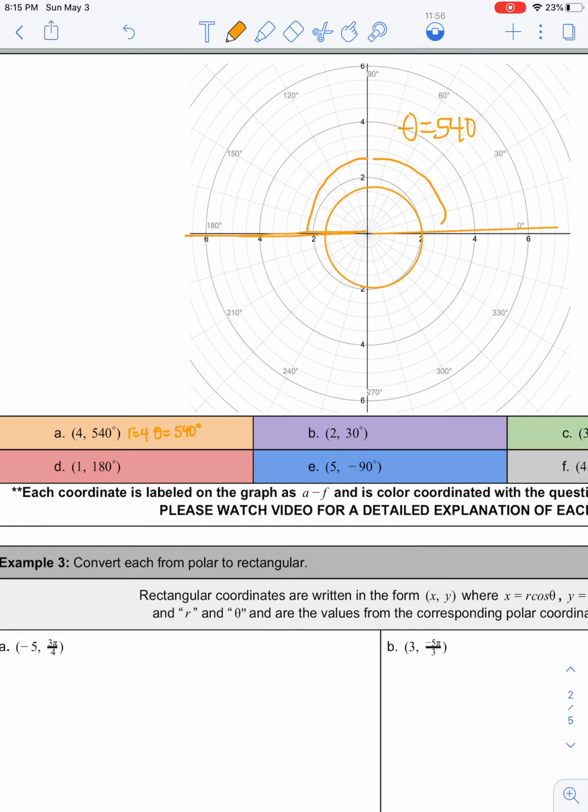We are told that our radius is 4. So on this radial line, we need to plot a point 1, 2, 3, 4 units out from the origin. So we will call this point A.